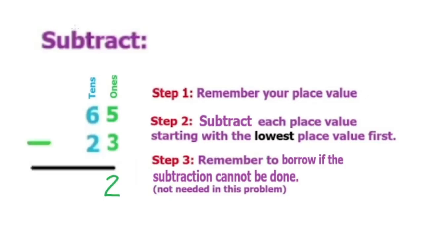Now, for the tens, we do the same thing. So 6 minus 2. So you start at 6 and you count backwards twice. So start at 6, 6. Count backwards. 5, 4. You counted backwards twice. So we know the answer to 6 minus 2 is 4. So let's put that in. And that's the answer. And that's all there is to it.